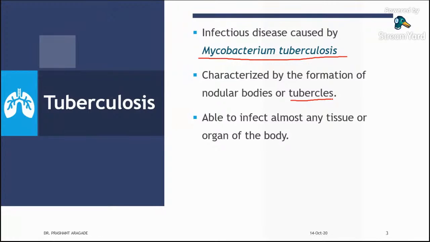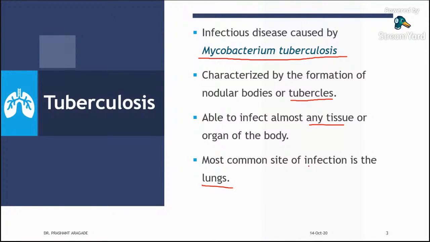Mostly, these infectious agents are able to infect any part or any tissue of the body, but the most common site of infection of Mycobacterium tuberculosis is the lungs. So it is a respiratory tract infection, you can say.